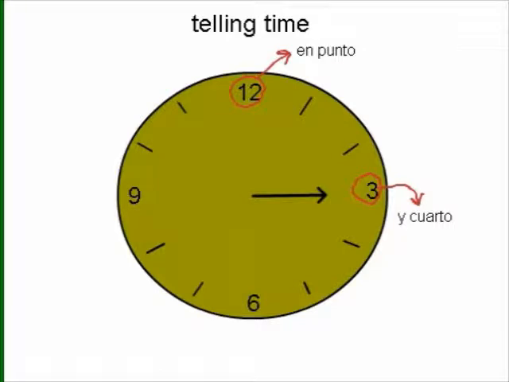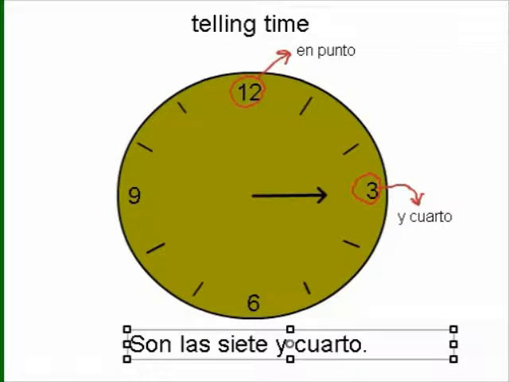When the minute hand is on the 3, we say y cuarto, which means and a quarter. We do this sometimes in English as well. It's 7 and a quarter. Maybe not, but we might say it's a quarter after 7. In Spanish, that would be son las 7:15.